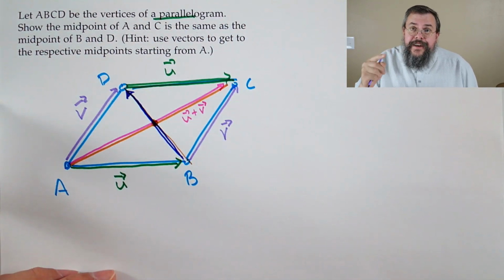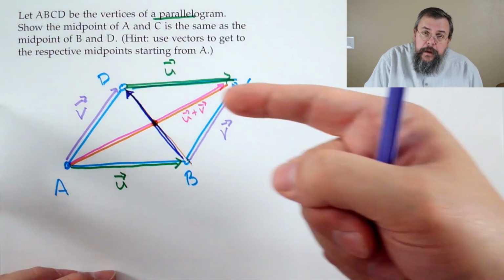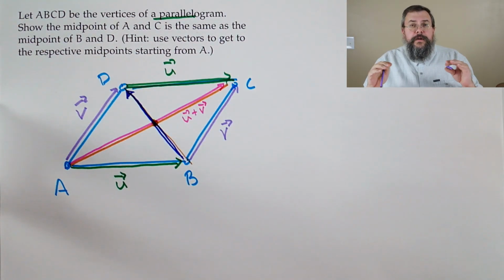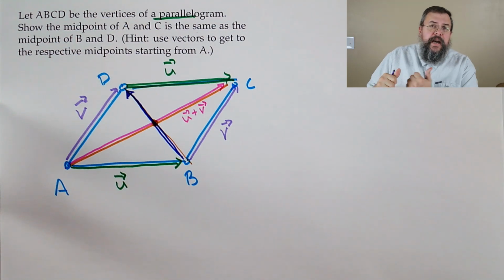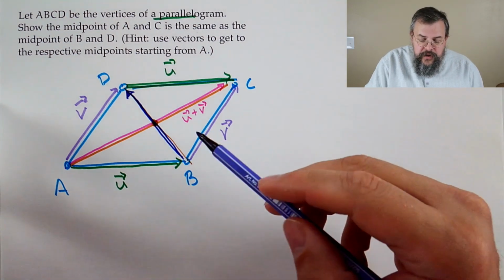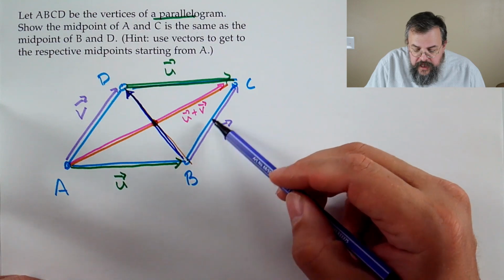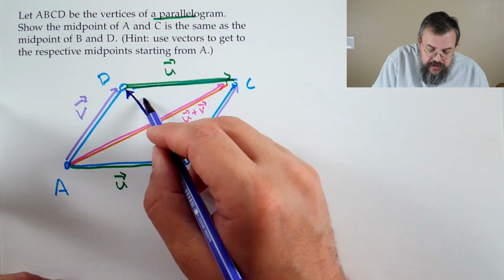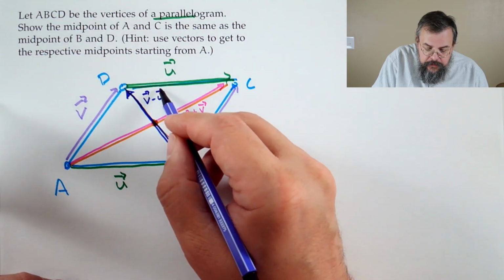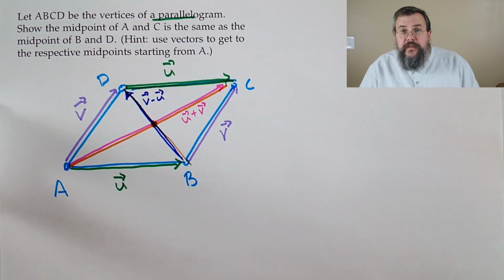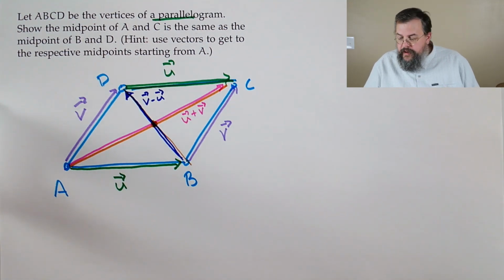But here's the key. Notice what's happening. I'm going the wrong way, going backwards. What does it mean when I go backwards? Well, when I'm going backwards over something, what that means is I'm doing the negative. So if we think of it this way, it's V minus U. So that's this last piece, V minus U.